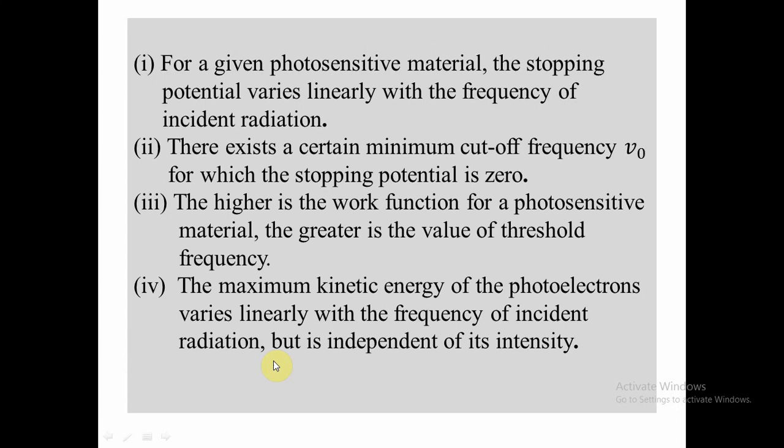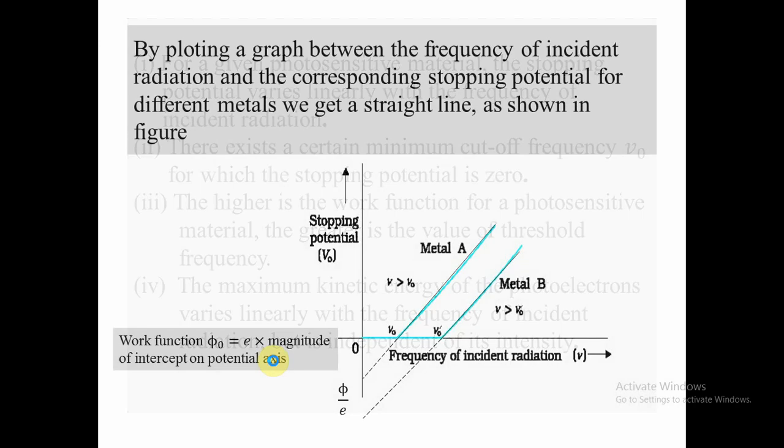For a given photosensitive material, the stopping potential varies linearly with the frequency of the incident radiation. There exists a certain minimum cutoff frequency V0 for which the stopping potential is 0. The higher the work function for a photosensitive material, the greater is the value of threshold frequency. The maximum kinetic energy of the photoelectrons varies linearly with the frequency of the incident radiation but is independent of intensity. These are the observations from this graph.